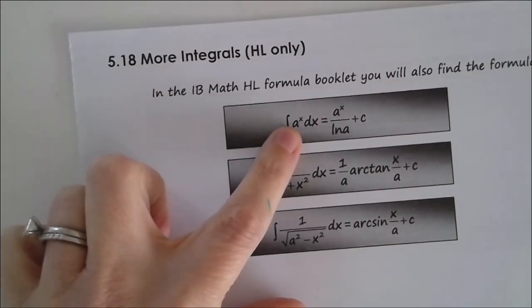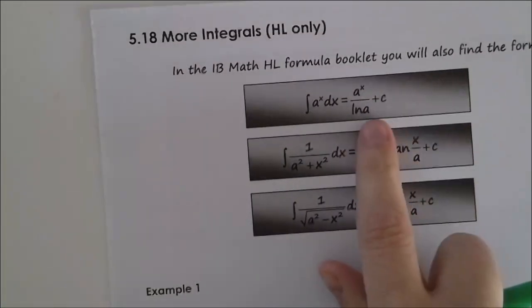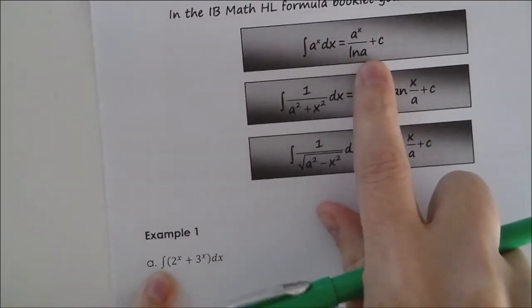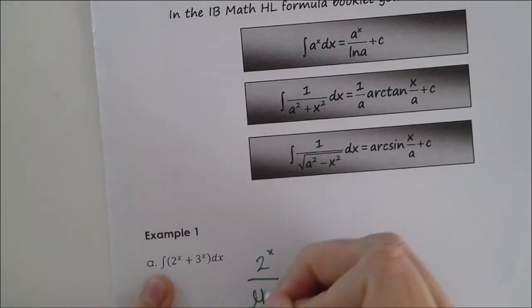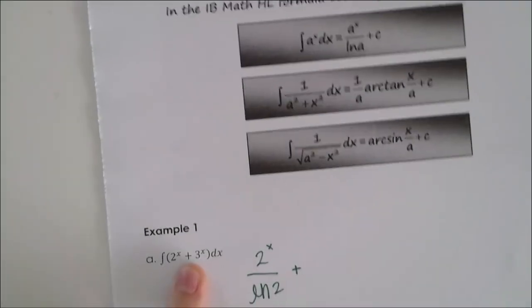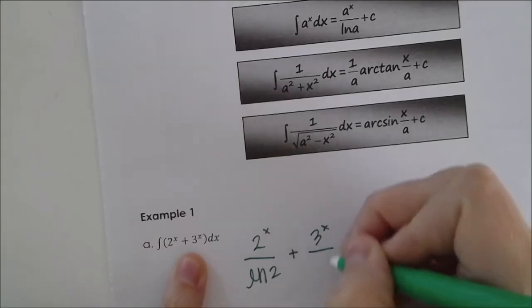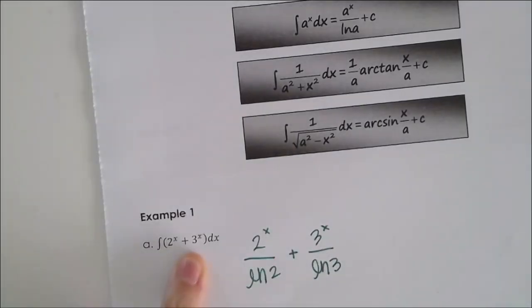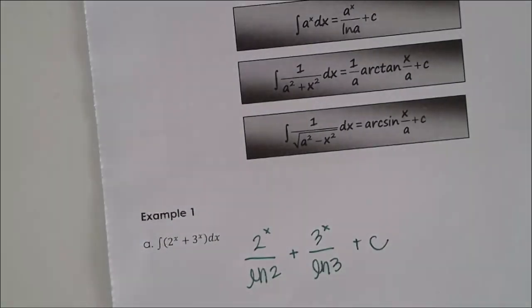A is our numerical base. So in this first one, we have a numerical base of 2. We're just going to follow exactly what this says. So a to the power of x, so we've got 2 to the power of x over natural log of a, which would be 2. Plus, we move on to the next term right beside it, same thing, a to the power of x, so 3 to the power of x over natural log of a, which the base is 3. And then, because it's an indefinite integral, we've got our plus c, that constant that is potentially there.